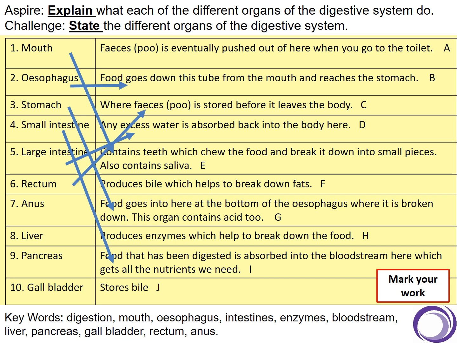Number 6, which is the rectum, is matched with C, where feces, poo, is stored before it leaves the body. Number 7, the anus, matches with A, and that is where the feces is eventually pushed out of here when you go to the toilet. Number 8, the liver, matches with F, which produces bile, which helps to break down fats. Number 9, the pancreas, matches with H, so produces enzymes which help to break down the food. And number 10, the gallbladder, matches with J, which stores bile.